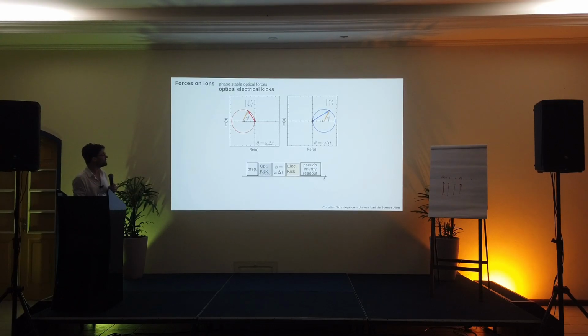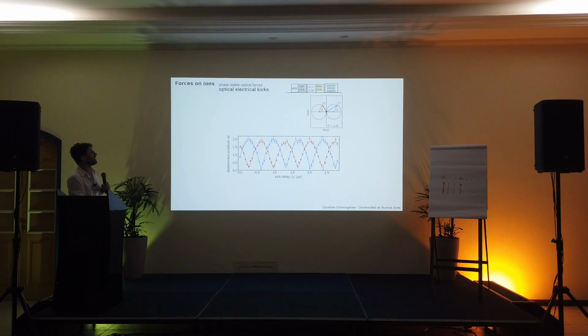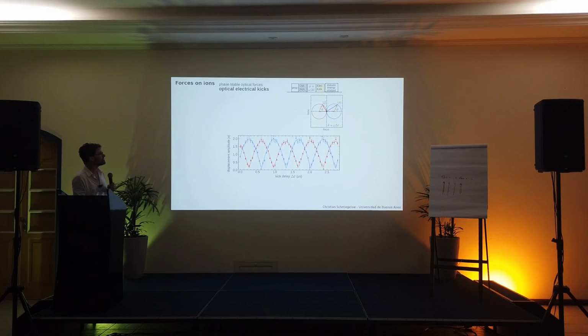So if you scan this phase, you see that actually we could kick one ion in one direction and the other one in the other direction. This is a measure of the displacement amplitude given this phase. And you see when this phase is zero, for example, in the red case you have zero excitation, but in the blue case you have maximum excitation. So we basically showed that we can do kicks that are phase referenced to the macroscopic track.